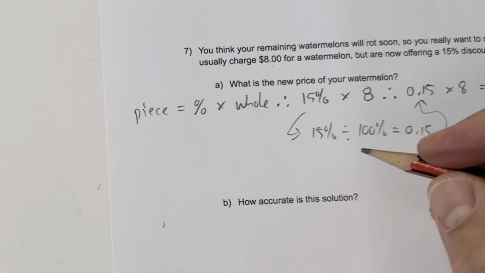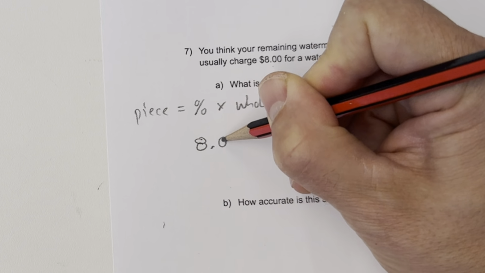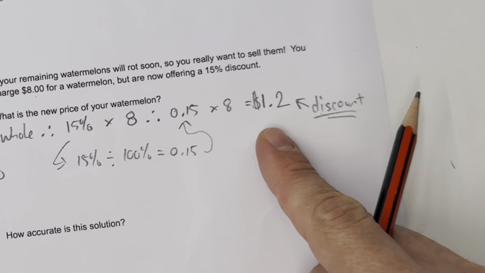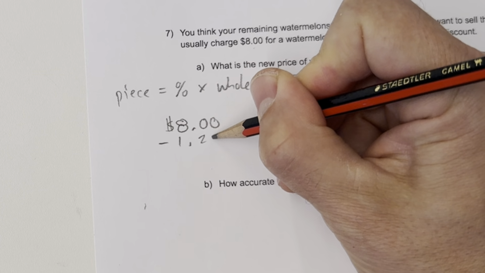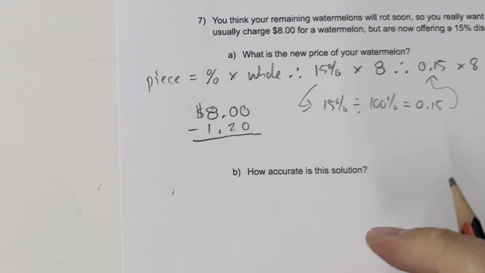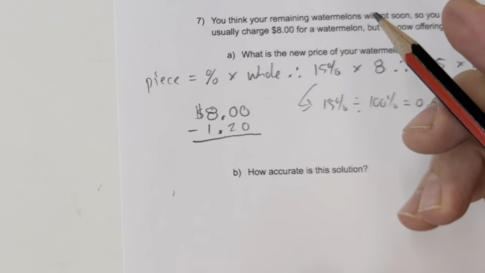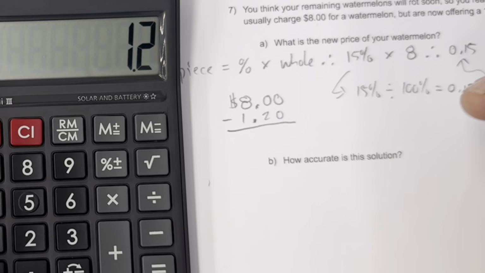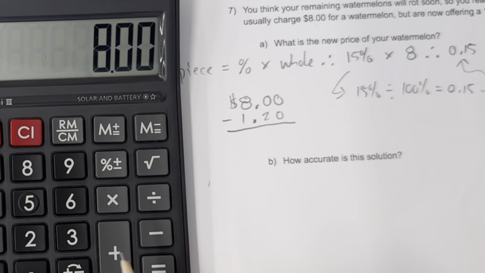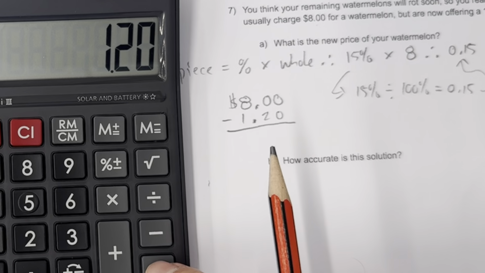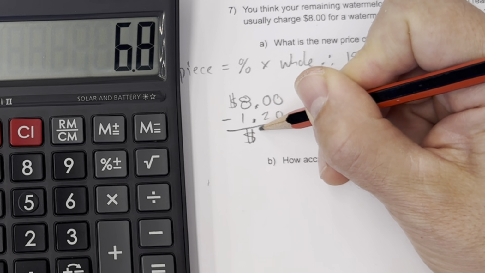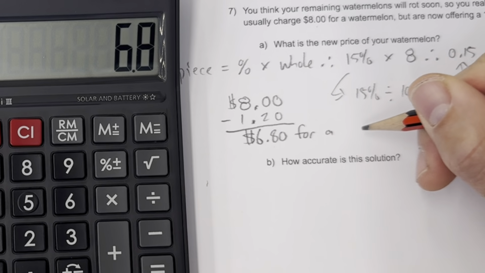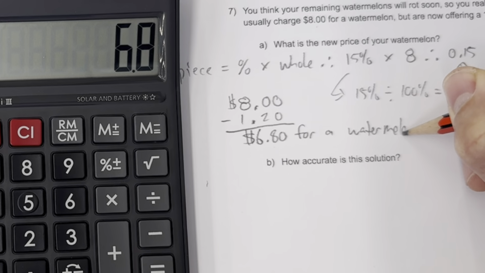So what we actually need to do here is take the price, the old price of our watermelon, and subtract the discount. And that's how we're gonna get the new price. Now, these decimals are kind of scaring you. You're like, I don't wanna do the carrying and stuff. I haven't done that kind of math in a long time. I get it. I mean, it's good to know, but that's also why we have this calculator, right? So I take my $8 and I subtract the $1.20 that is my discount, and my new price is $6.80 for a watermelon.